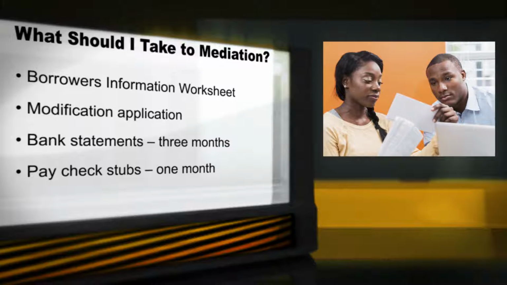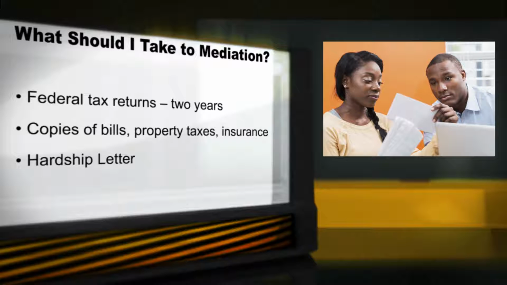1 month of current paycheck stubs. 2 years of signed federal income tax returns. Copies of your most recent bills, proof of payment of property taxes and insurance, if you pay them directly and not through your mortgage company.